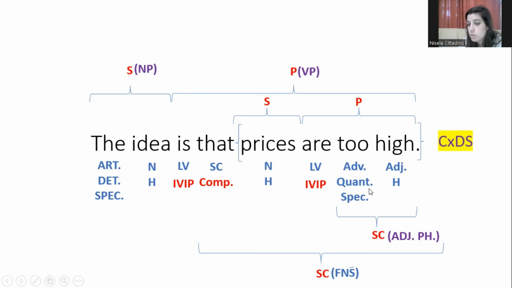Too, it's an adverb, a quantifier, and a specifier. It's also a premodifier. I forgot to include it here. And high, it's the adjective and the head of the adjectival phrase. Yes, and it's important that, I don't know if I said this, sorry if I did, that prices are too high, all of these, the subjective complement, it's a finite nominal clause. Finite, yes, here, look at the cursor, nominal clause with the little line on top of the S, yes? And it is a complex declarative sentence, okay?